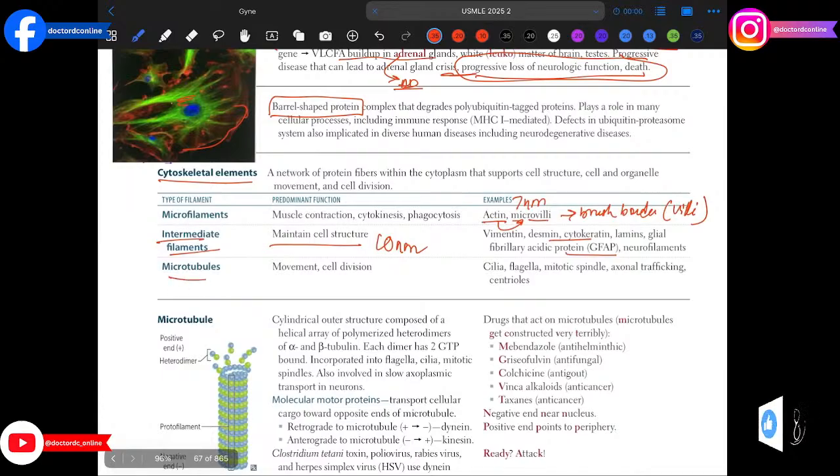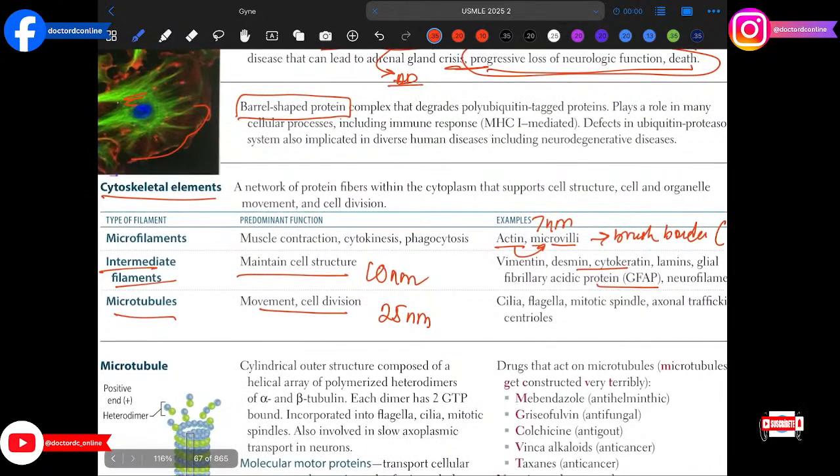And microtubules are the largest part of the cytoskeleton with a diameter of about 25 nanometers, and they're generally involved in movement of things within the cell, or of the cells themselves. We see them in cilia and flagella, and also in the mitotic spindle and centrioles.